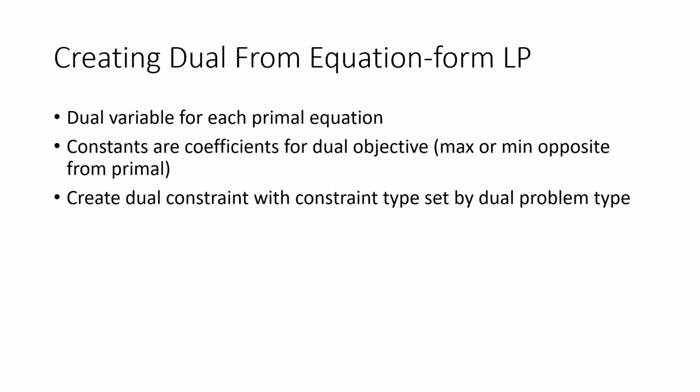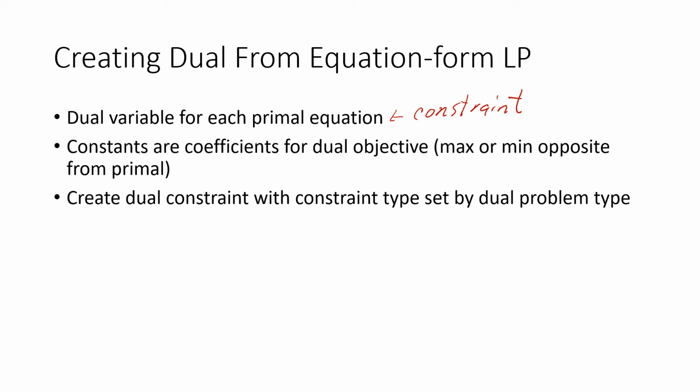Now in the book, they talk about creating a dual from an equation form linear program. This is a little bit more general than what I just showed. What I just showed is kind of how it's normally presented. The book gives you a bit more of a general way of creating a dual. It creates a dual variable for each primal equation, the same way as we saw. Every primal equation, that should be primal constraint equation.